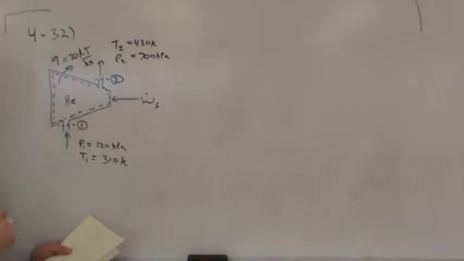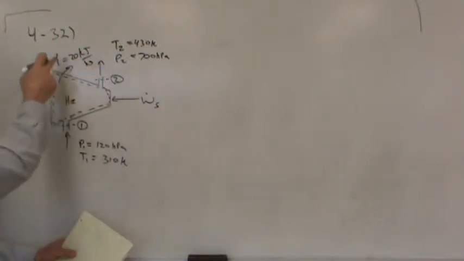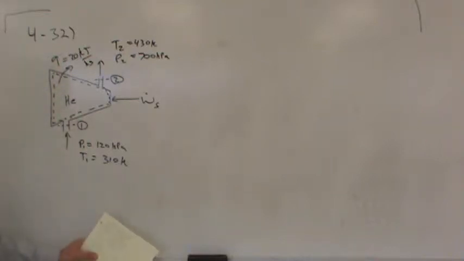So q is 20 kilojoules per kilogram. What does that mean? That means that every kilogram of helium that flows through this system loses 20 kilojoules of heat. If 100 kilograms of helium flows through this thing, how much heat is lost? 100 times 20, 2,000. If 100 kilograms flows through, 2,000 kilojoules is lost.